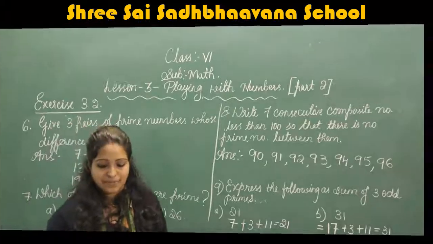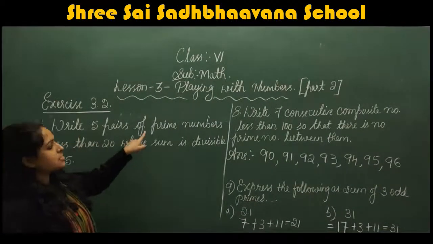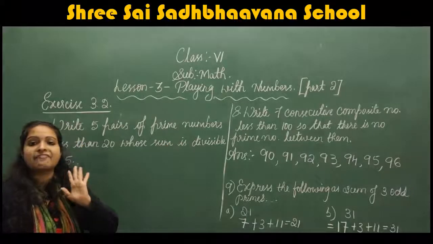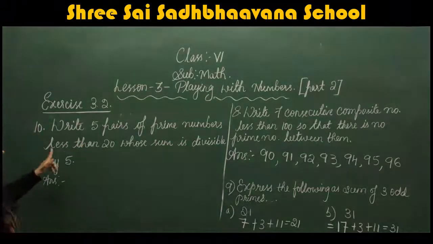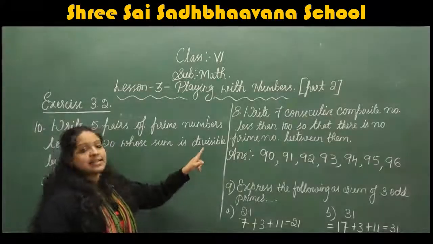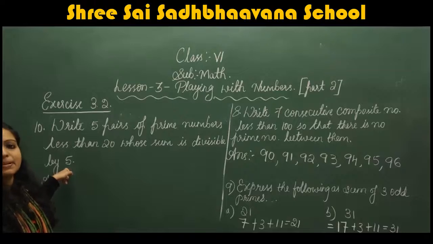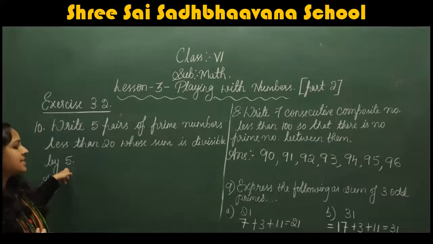So let us move on to the next one. See here, children, what they have given. Write 5 pairs of prime numbers less than 20 whose sum is divisible by 5. That means you should be able to divide that sum by 5. That is what is given here.